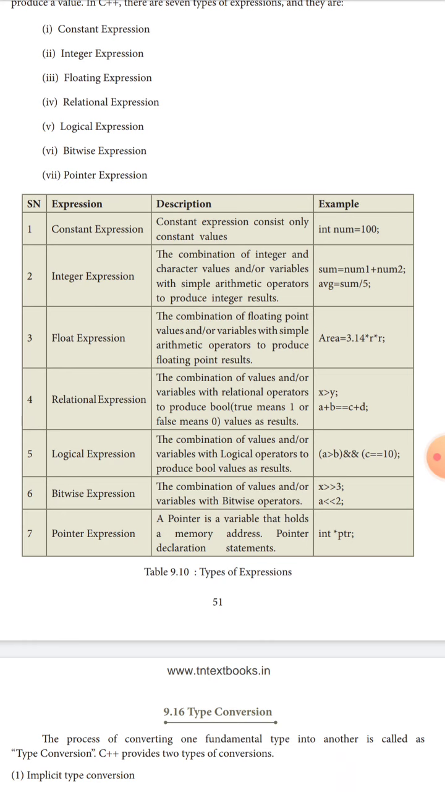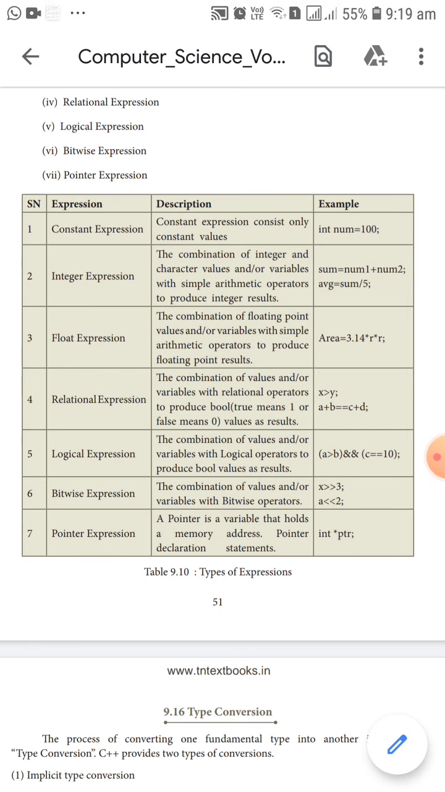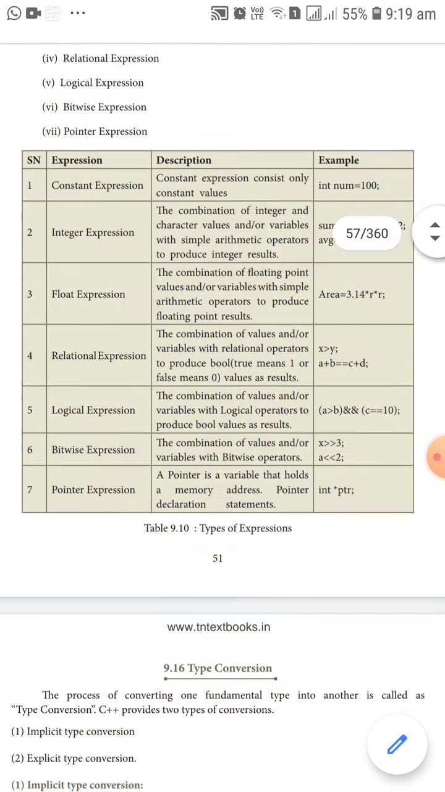And float means, for example, when we get the pi value, definitely there will be a decimal point. So here, the combination of floating point values and/or variables with a simple arithmetic operation produces the floating point result.